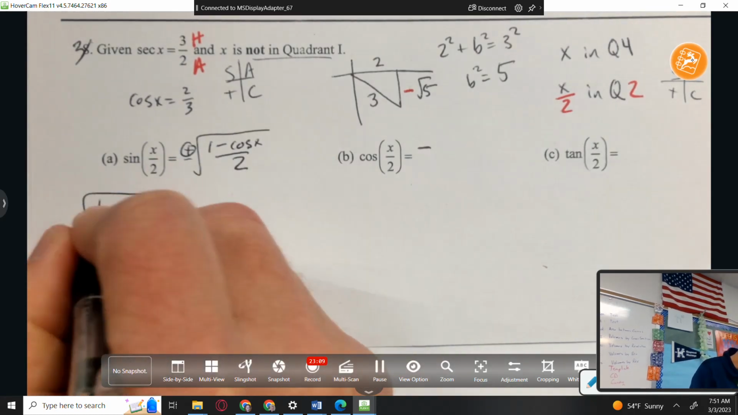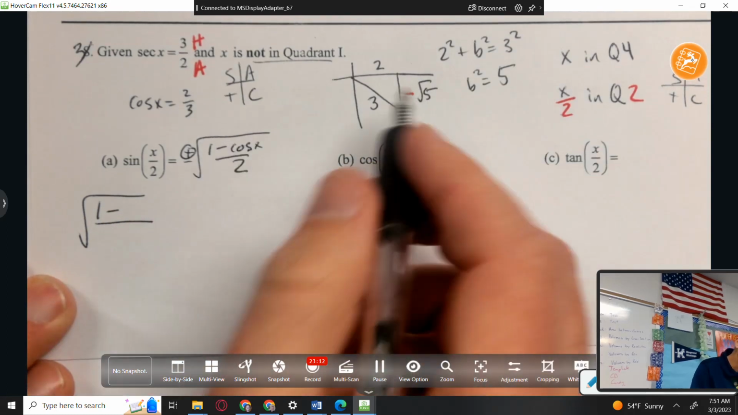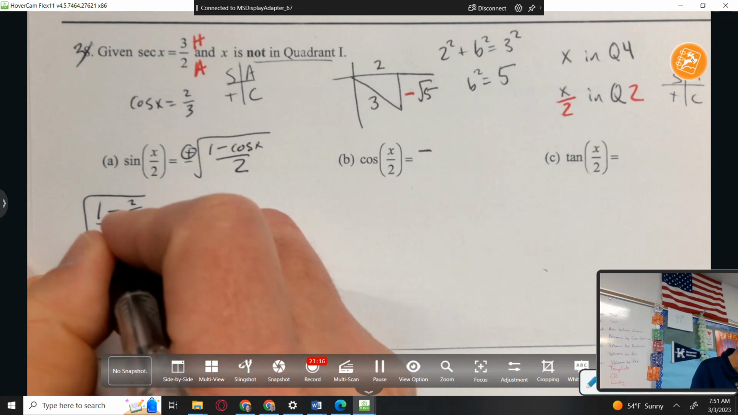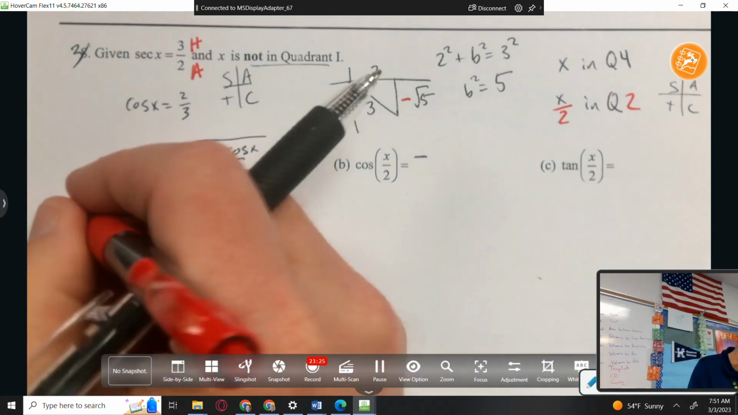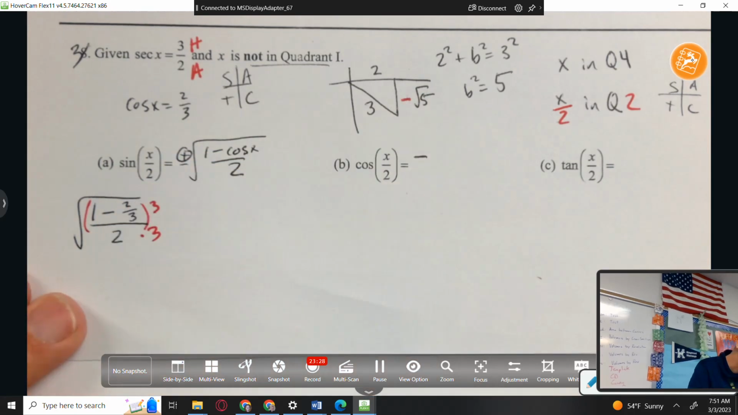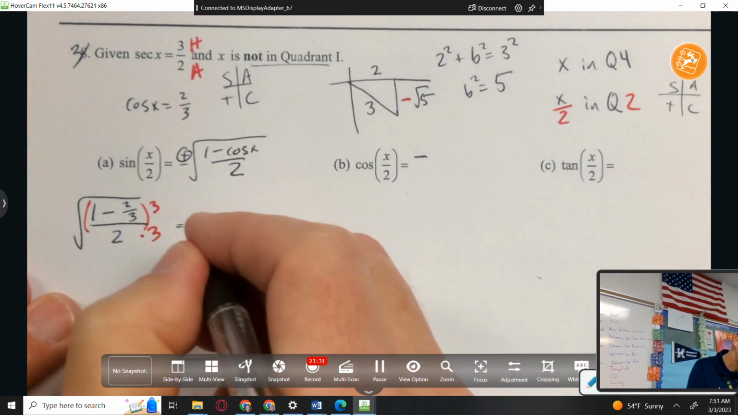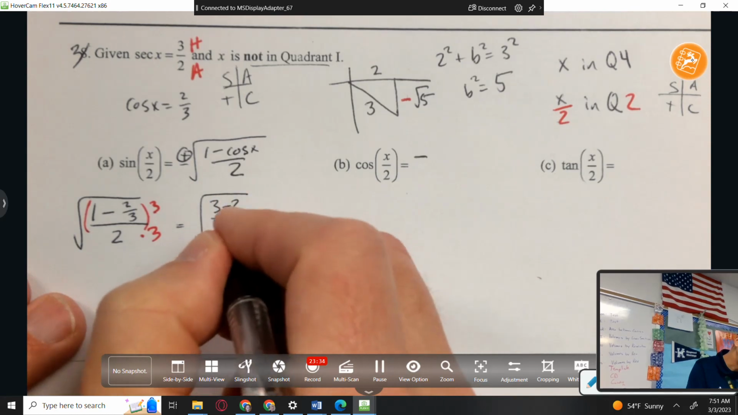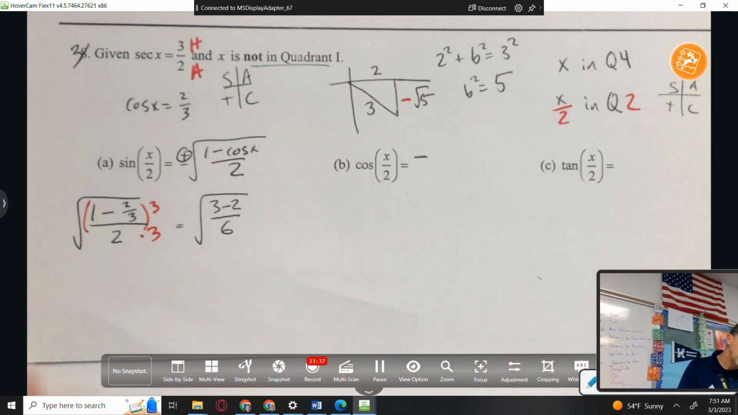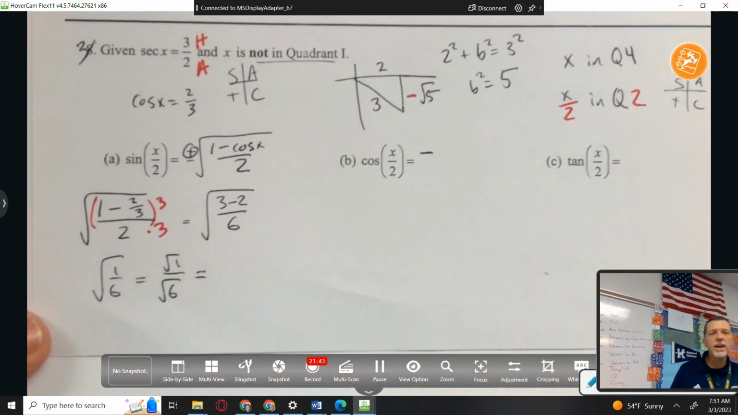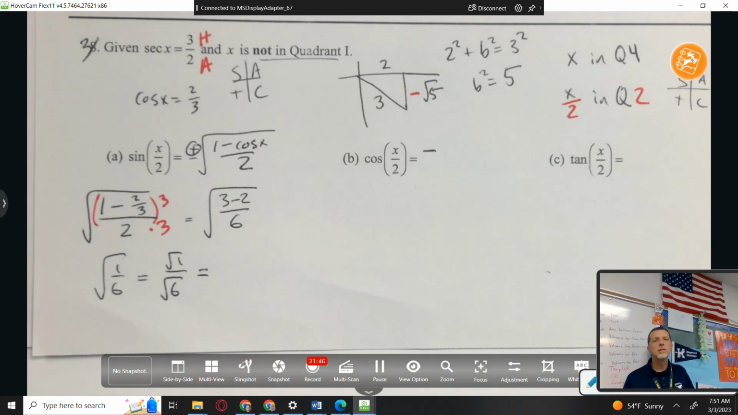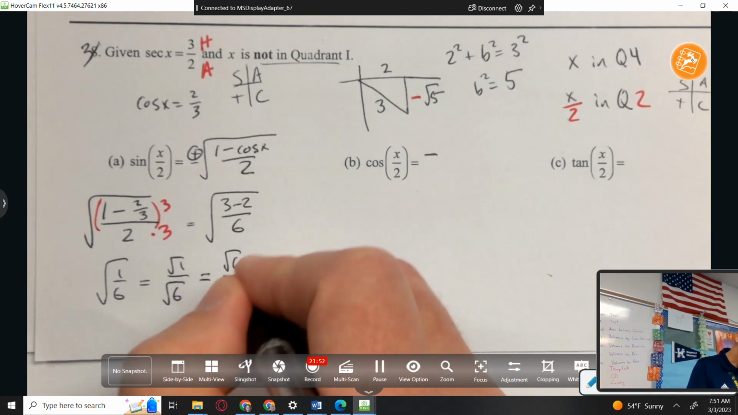Square root of 1 minus cosine, which from my picture is 2/3, all over 2. So I'm going to keep working them the same way. I'm going to multiply by 3 over 3. So 3 minus 2 over 6 will be 1/6. Again, maybe I should show this step of breaking it up like that. Some of you are jumping to the answer already, I hope. Square root of 6 over 6.